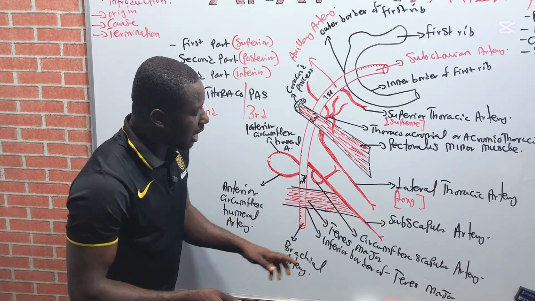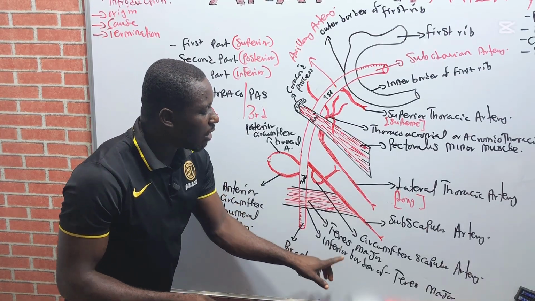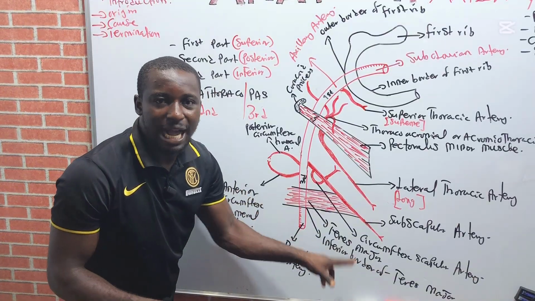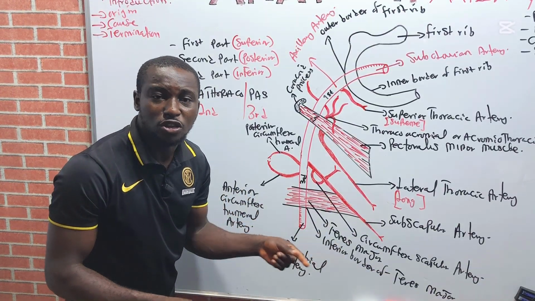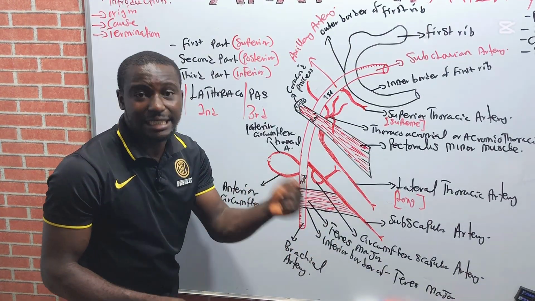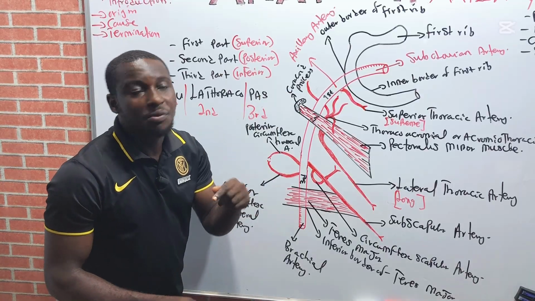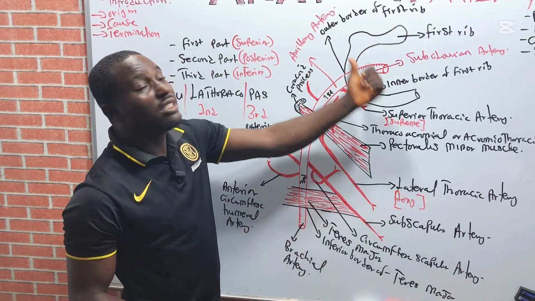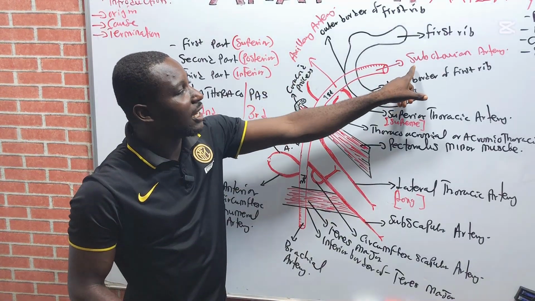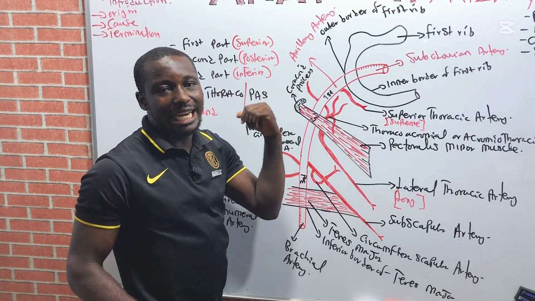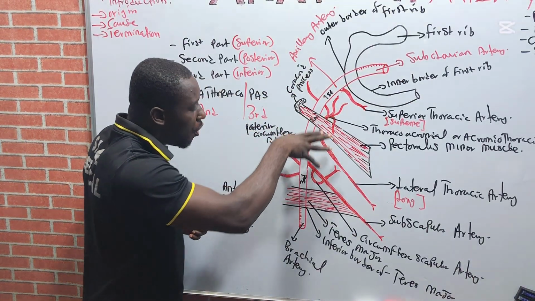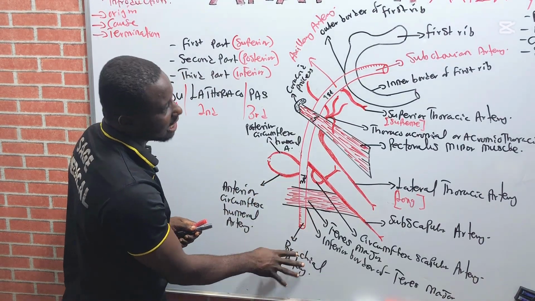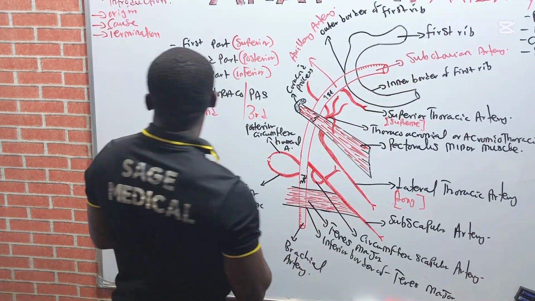So the inferior border or the lower border of teres major muscle is a landmark. It's an important landmark because it indicates the termination of the axillary artery and the origin of the brachial artery. Likewise, the outer border of the first rib is a landmark because it indicates the termination of the subclavian artery and the origin of the axillary artery. Here is the axillary artery. Here is the brachial artery. Here is the subclavian artery.